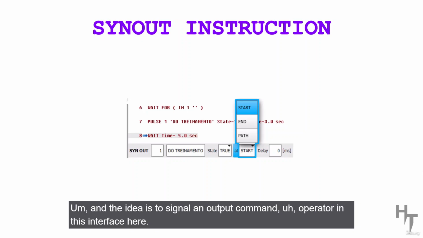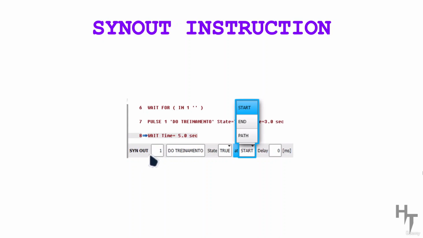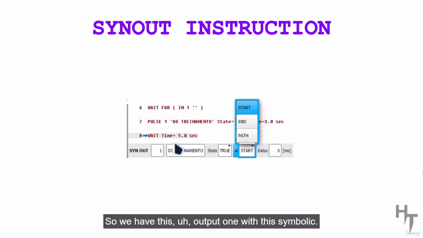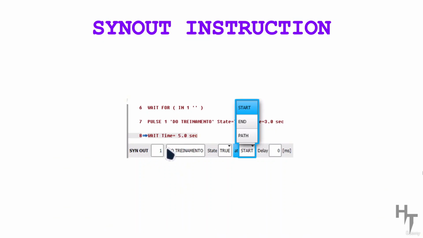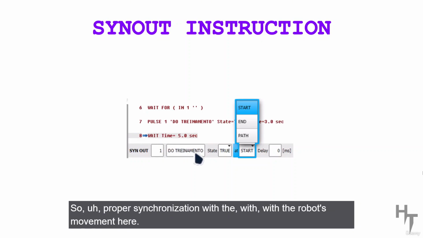And the idea is to signal an output command in this interface here. So we have this instruction here called SYN OUT. Okay, so we have SYN OUT. This instruction shows the target memory address here, 1, that has a comment do treinamento. So we have this output 1 with this symbolic. Okay, this command always must follow a movement instruction, for proper synchronization with the robot's movement.